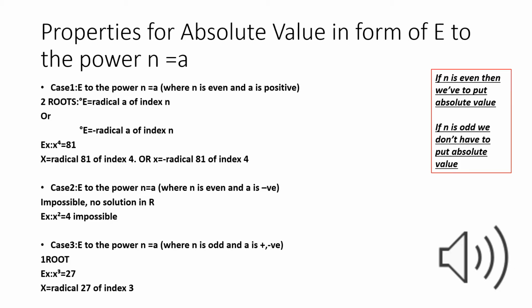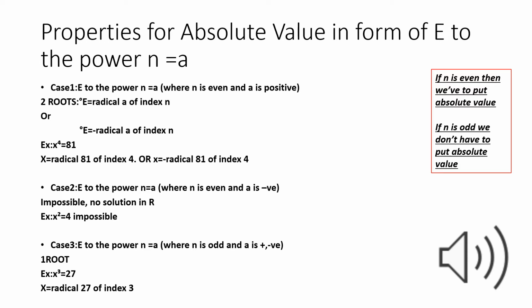We also have properties for the equation x to the power n equal to A. Case 1: x to the power n equal to A, n is even, A is positive. It has two roots: x equal to the nth root of A, or x equal to minus the nth root of A. Example: x to the power 4 is equal to 81. x equal plus or minus the fourth root of 81. 81 is 3 to the power 4. So the solution set is minus 3 and 3.